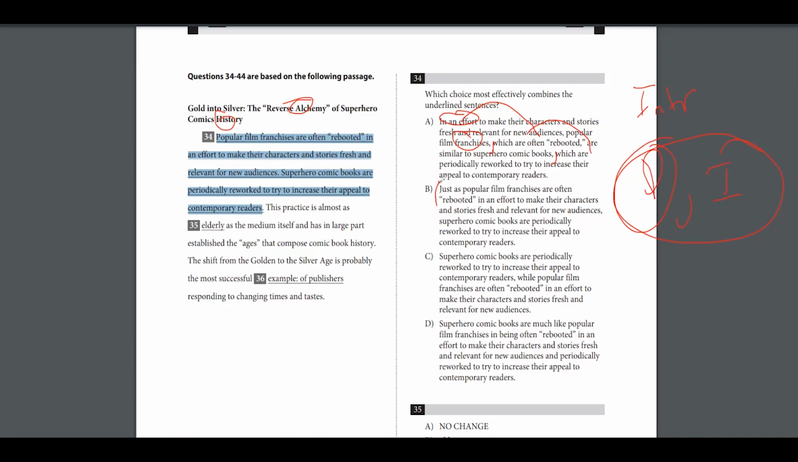And if you look at B, here we have that. We have this dependent clause, introductory clause, just as the popular film franchise is often rebooted, comma, superhero comics are periodically reworked. Here we have that comparison. And so this one has the comparison, whereas the other ones don't actually make that comparison. And then sometimes they're also a little bit too wordy. So that's the reason why B is correct.